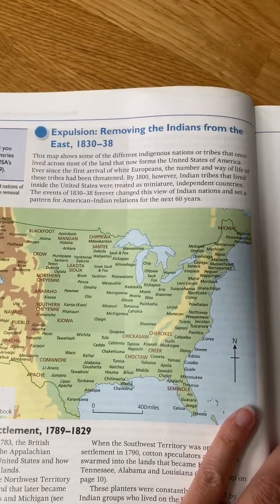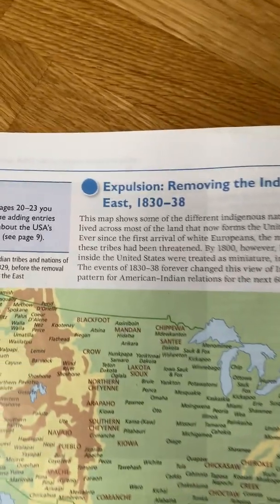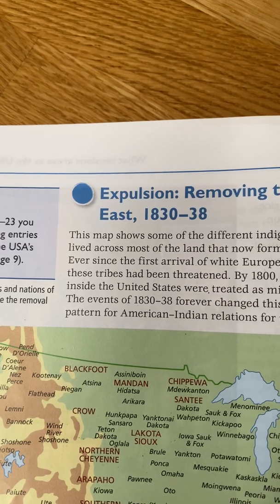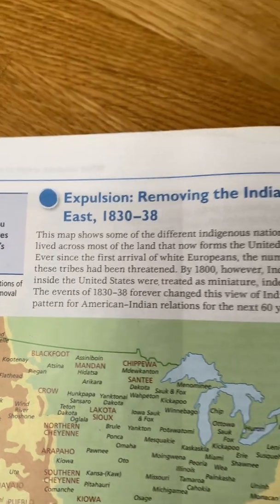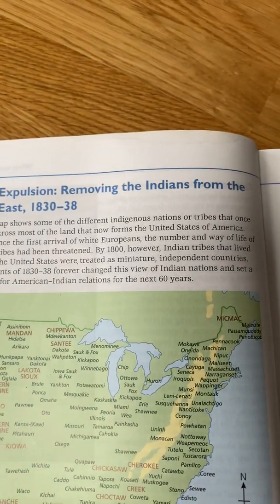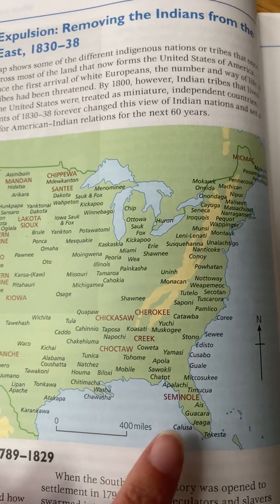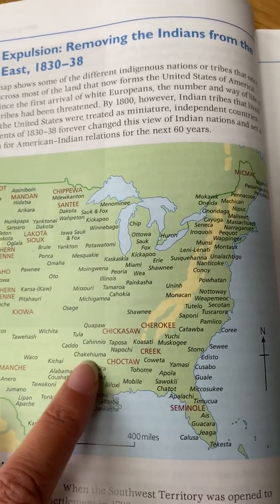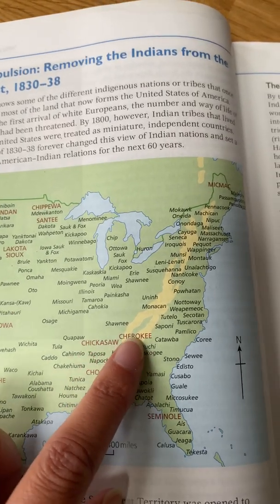Lesson 5, Chapter 1, Making of America: Expulsion. When you are expelled, that means you're chucked down. So they're now going to be removing the Indians from the east. And we're going to concentrate on these 5 tribes mentioned here: Seminole, Choctaw, Creek, Chickasaw, Cherokee.